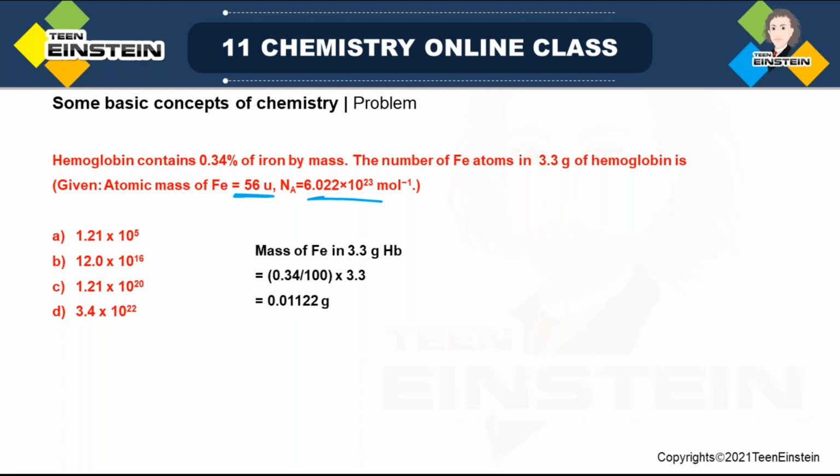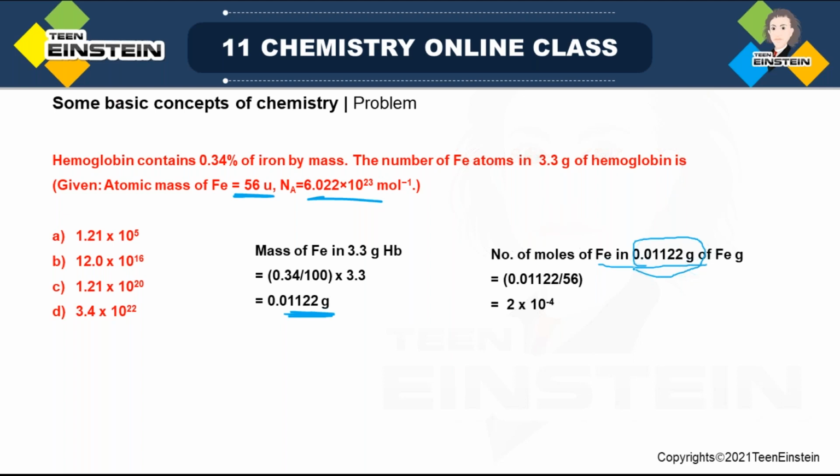So first see, as we know the percentage, 0.34 is the amount present in 100, because it is percentage. So if you multiply this with 3.3 divided by 100, you can get the mass of iron, that is the total mass of iron that is present in this given sample. Okay. Next step is, now you have to find the number of moles of iron present in this amount of iron.